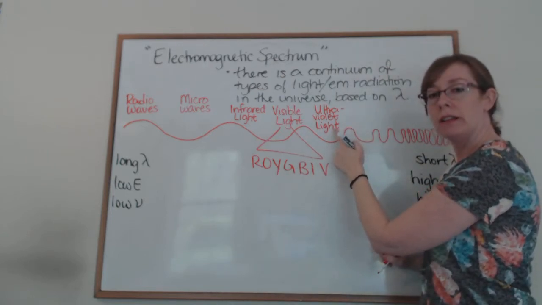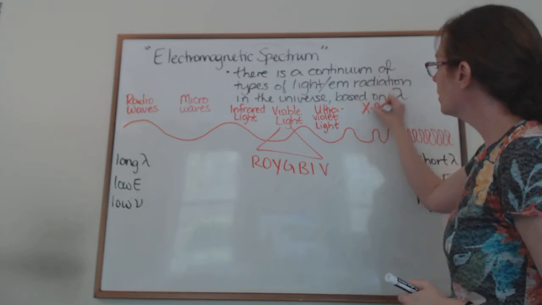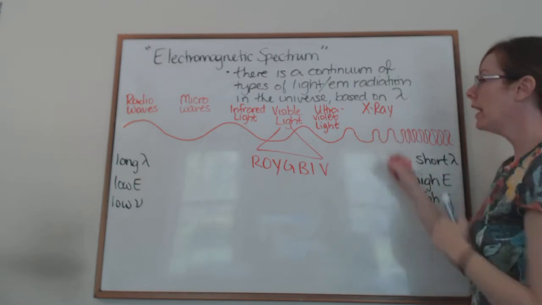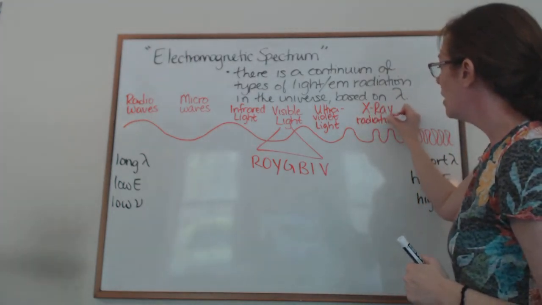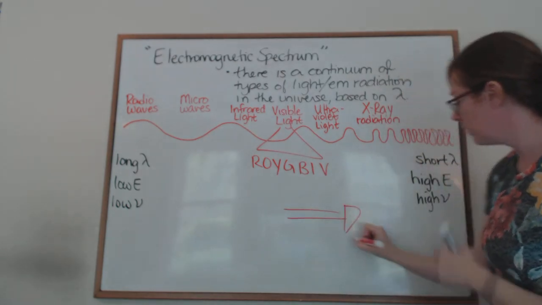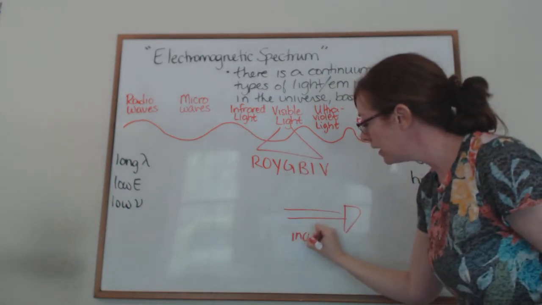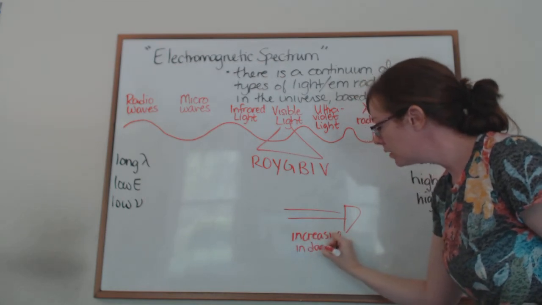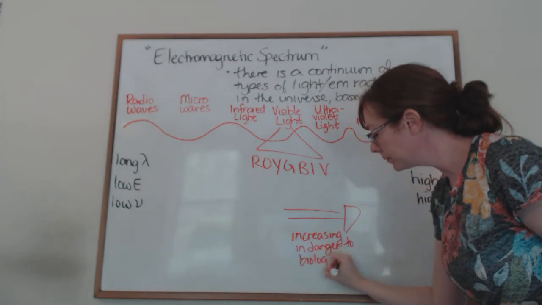After ultraviolet light, as you're getting shorter and shorter in your wavelengths, these are now called X-rays. X-ray radiation. And you're going to start to see the term radiation used preferably. Really, as you go higher in energy along this whole spectrum, you are increasing in danger. And what do we mean? In danger to what? In danger to your biological molecules.